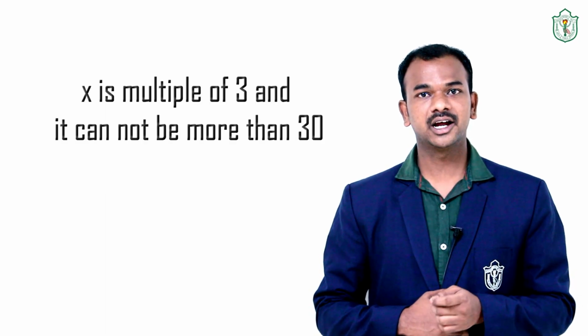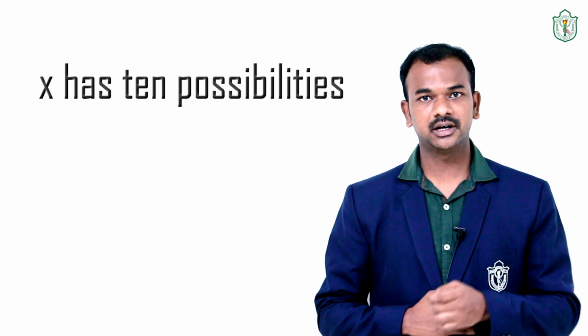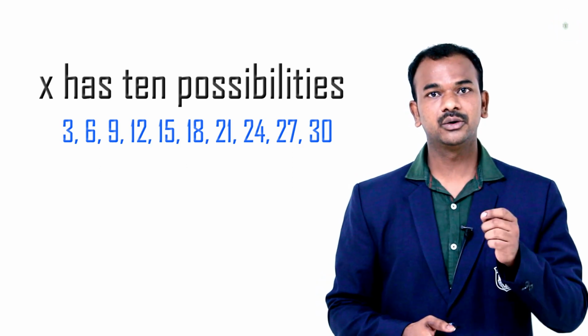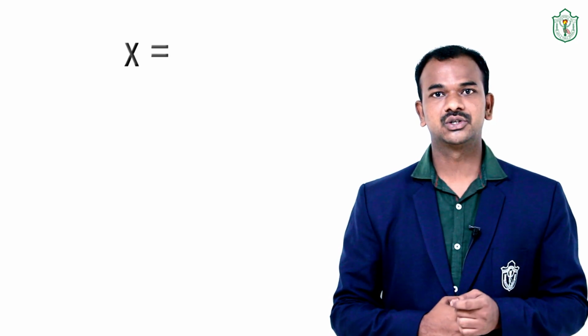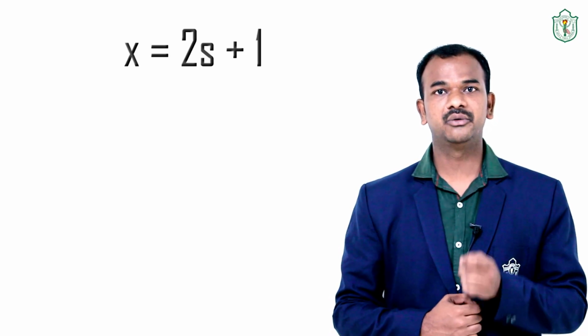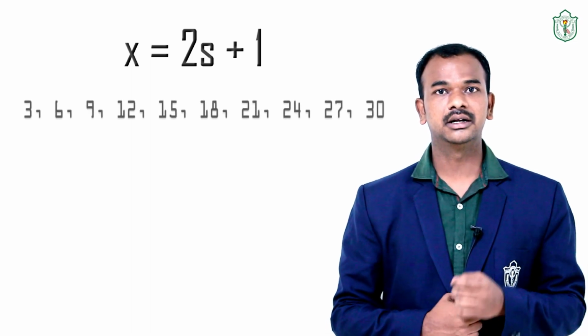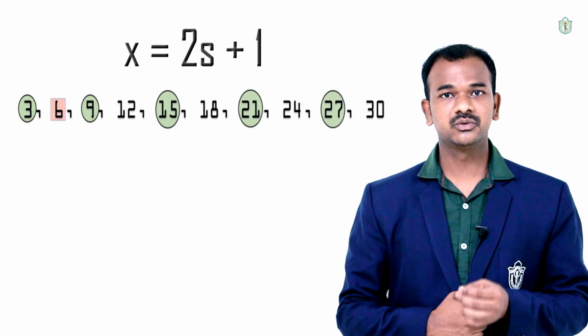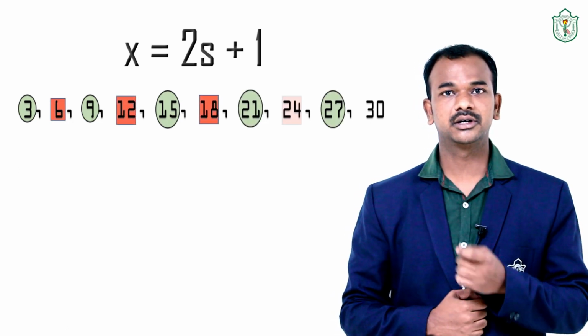Look into all the expressions and observe clearly. We can see that x is a multiple of 3 and it cannot be more than 30. So x has 10 possibilities: 3, 6, 9, 12, 15, 18, 21, 24, 27, 30. x will be one among these 10 numbers. If you look at the second expression, x equals 2s plus 1, the numbers which satisfy this equation are 3, 9, 15, 21, 27. So we can remove 6, 12, 18, 24, 30.